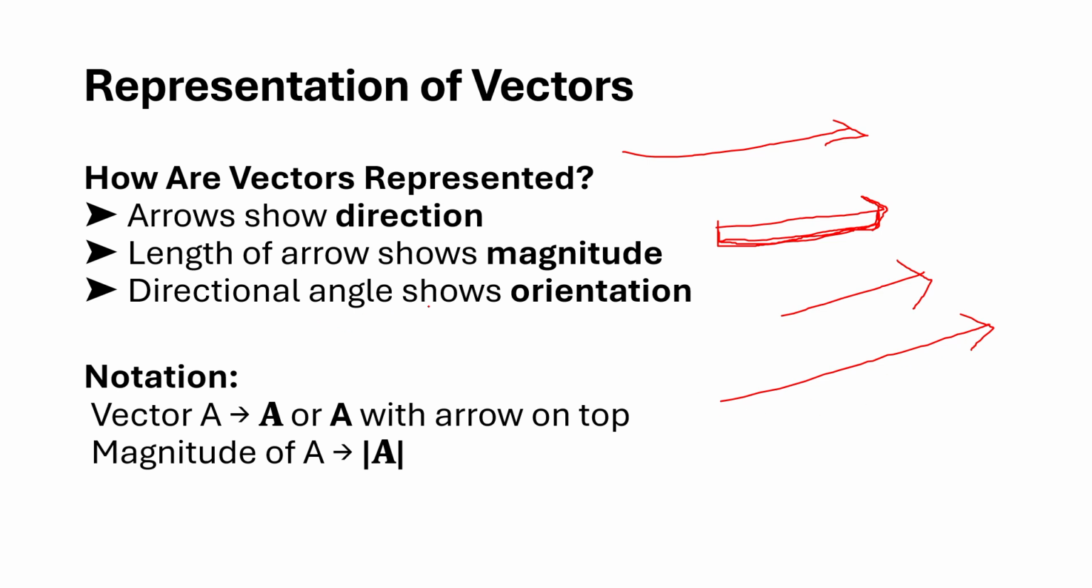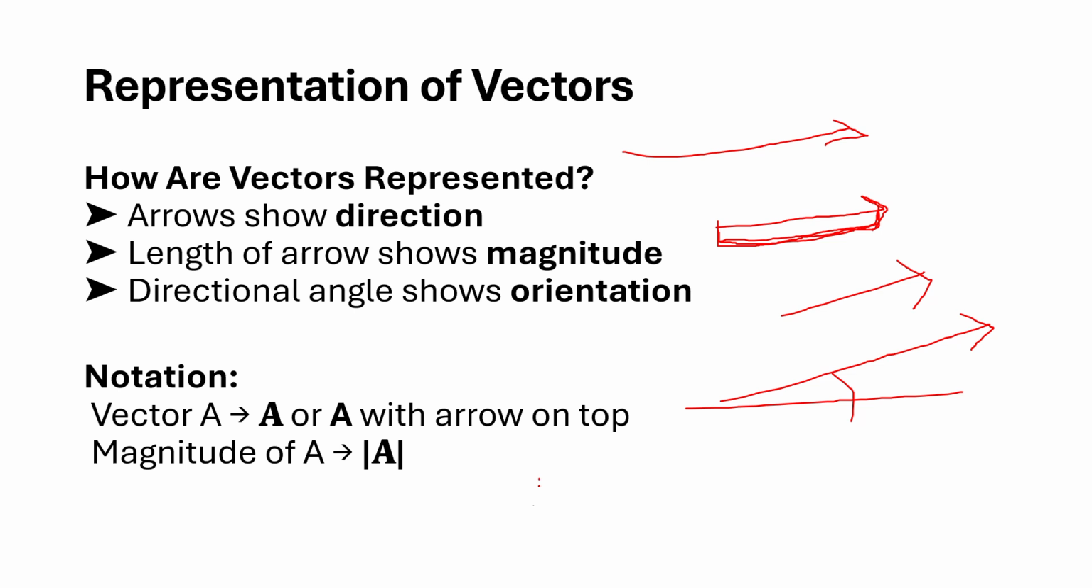The directional angle shows the orientation. If we place an x-axis over here and have the angle over here, the orientation angle will show the orientation of the vector. Now, how should it be notated? A vector must have a bold notation: A, not a simple A, but a bold notation.